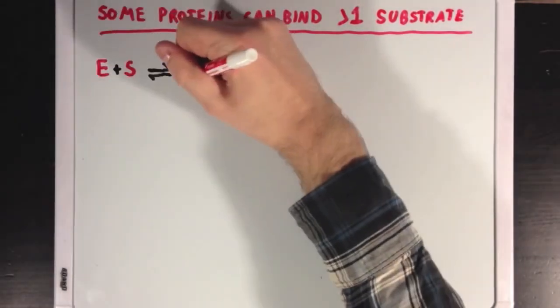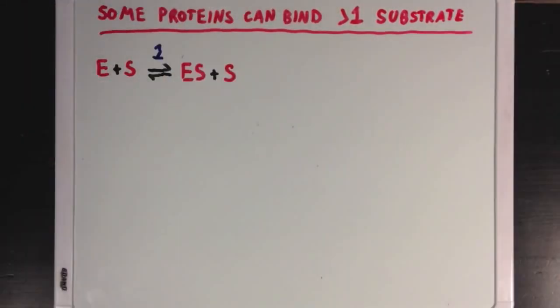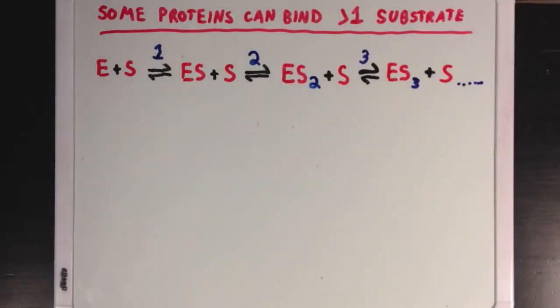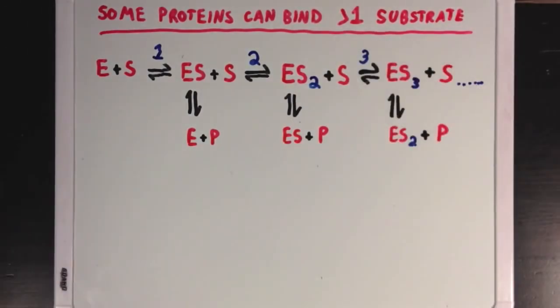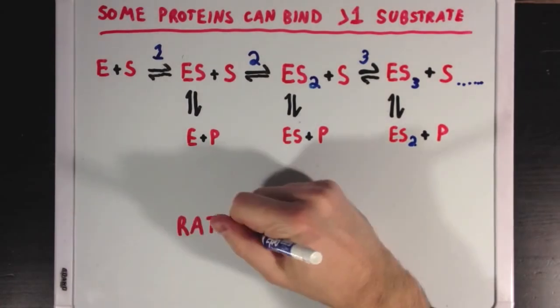So E plus S can form ES through what I've called reaction 1, but some enzymes can react with another molecule of substrate to form ES2 through what I've called reaction 2, and again to form ES3 through reaction 3, and so on. Now, these enzymes can form product at any stage of this process, no matter how many molecules of substrate are bound.